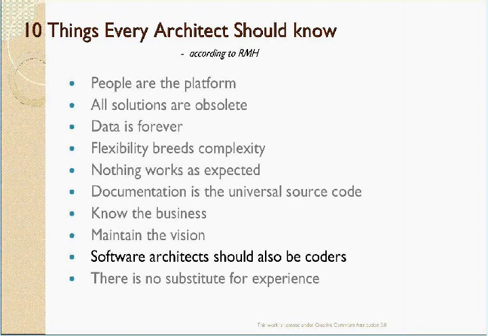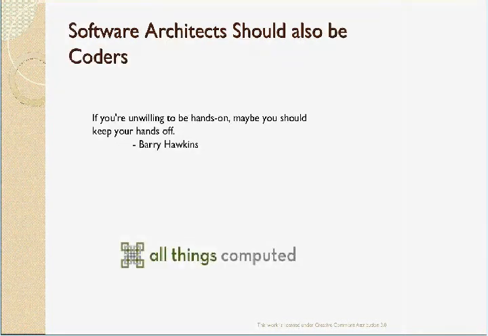But what I am saying is that you have to be as familiar with your code base as at least your average developer is, but you have to know more than that. You have to know all the different systems. You have to know how they all come together, and how to apply the code in certain situations. So if we take a look at this quote from Barry Hawkins, who has quite a few axioms in the book, he says, "If you're unwilling to be hands-on, maybe you should be hands-off." And his point really is that if you don't understand the code and how it works, then it's possible that you're in the wrong place.